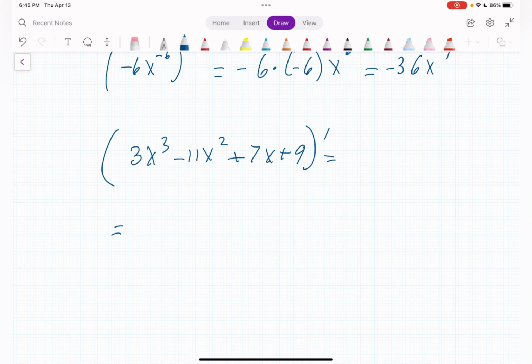3x cubed, it's going to be 3 times 3, and x is going to be to power 3 minus 1, right? 3 minus 1 is going to be 2. Next, 11 times 2 comes in front, x, and 2 minus 1 is 1. Plus 7, here we have 1 come in front, x to power 1 minus 1 is 0, which is going to be gone, right? Will be plus 7. And plus derivative of 9 is 0, you know. And that's how we got the answer.